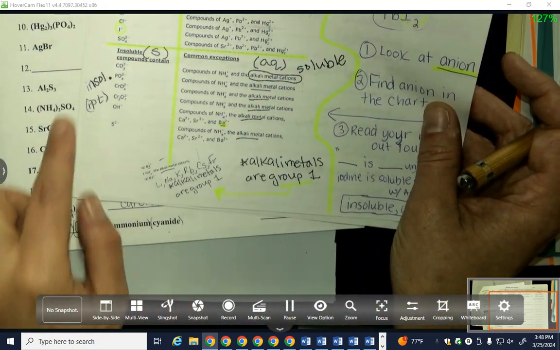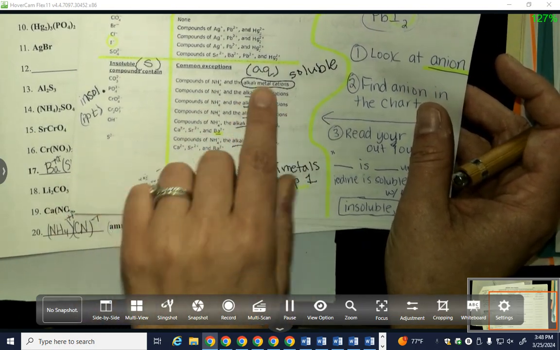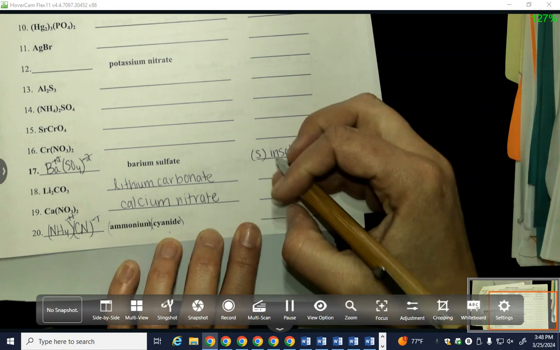For that one, we're with lithium. Lithium is one of those exceptions. So that means this is where we end. So your answer should be aqueous or soluble.